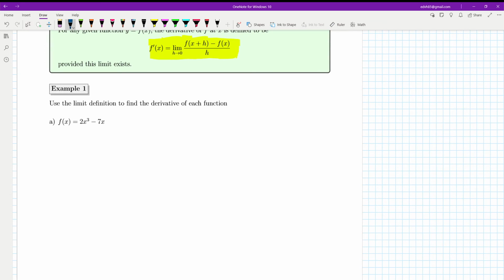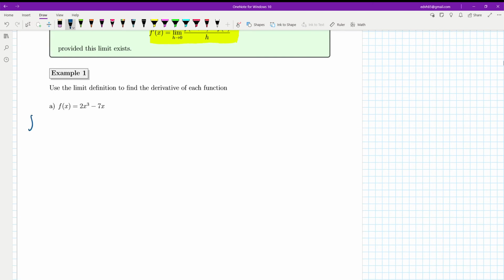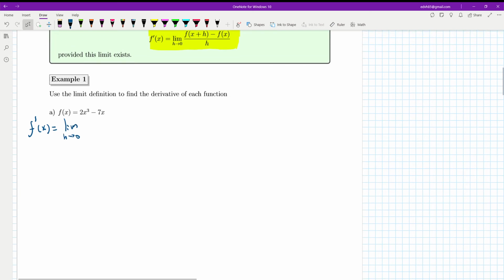Let's set up the limit expression here. So to find f prime of x, this is the limit as h approaches 0 of f of x plus h, in this case the original function evaluated at x plus h, minus the original function, the whole thing divided by h.